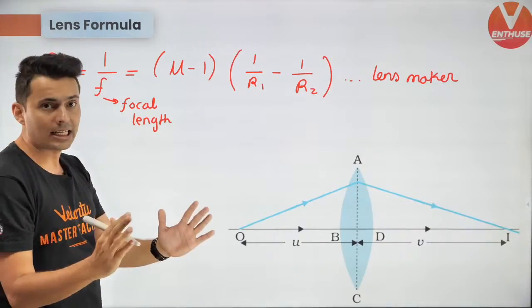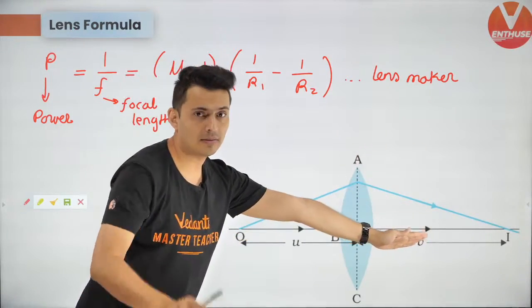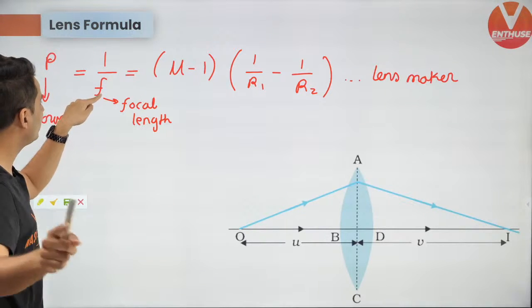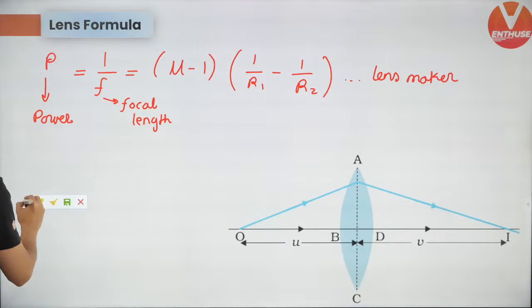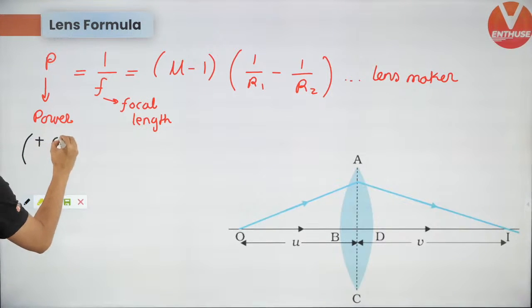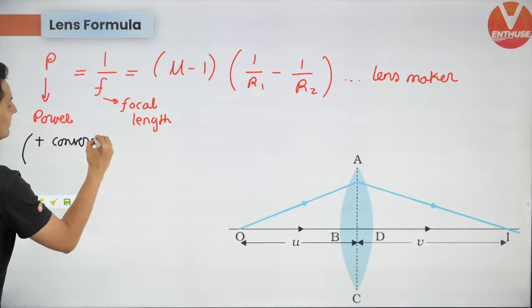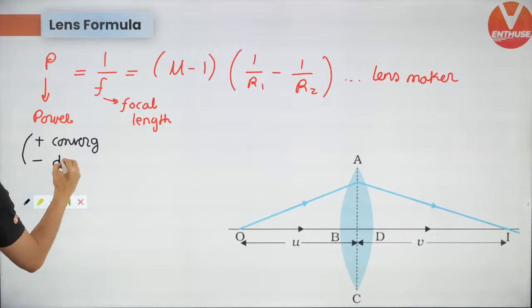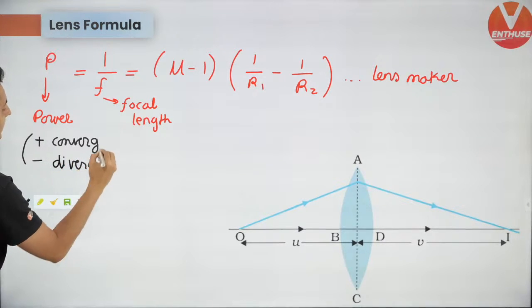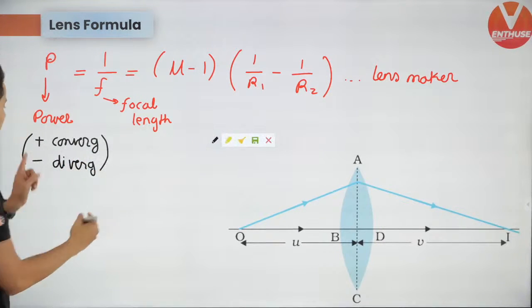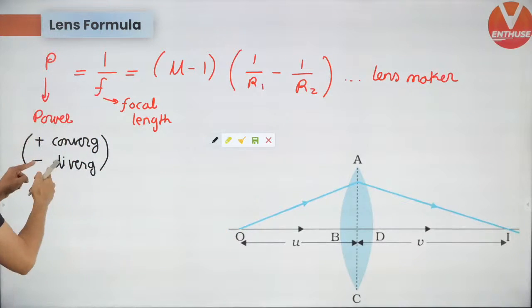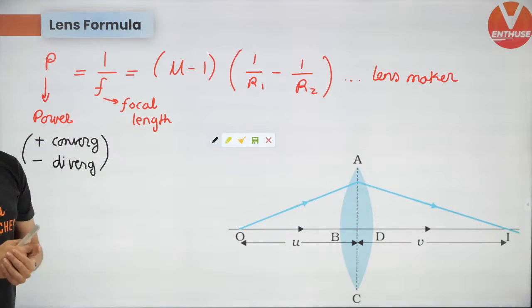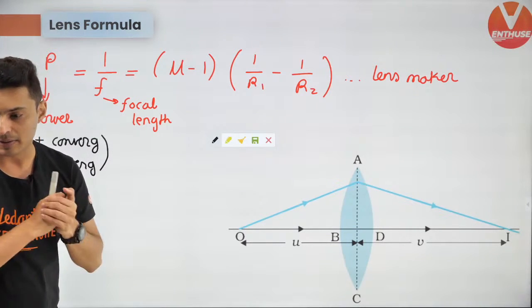So you should know this. For a convex lens, the focal length is positive, so 1 upon a positive number will be positive. So remember that power is positive for a converging lens and it is negative for a diverging lens. Very, very important. For diverging, the focal length will be negative, so power will also be negative. I hope this is very, very clear.